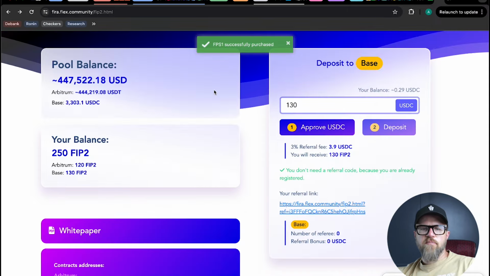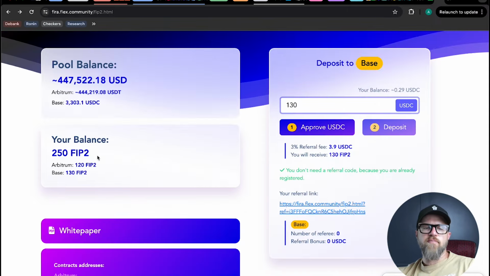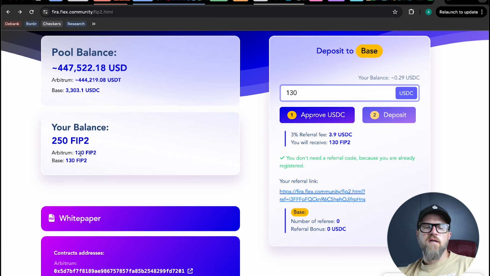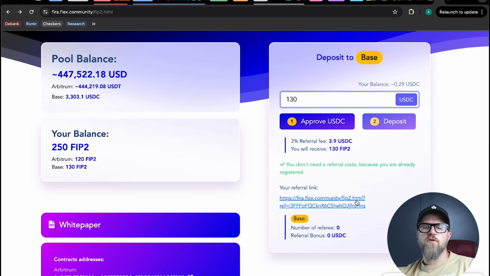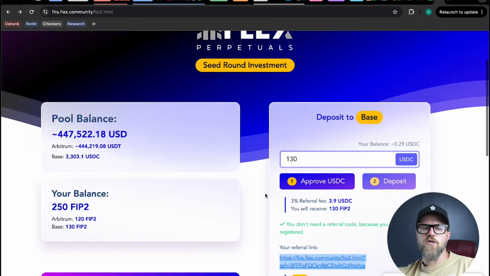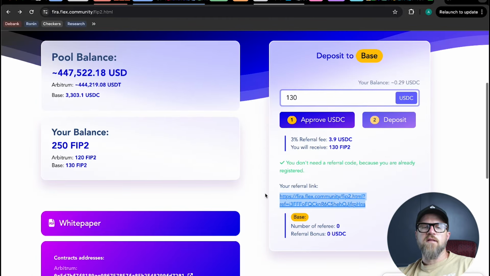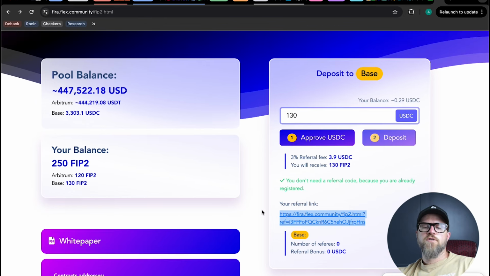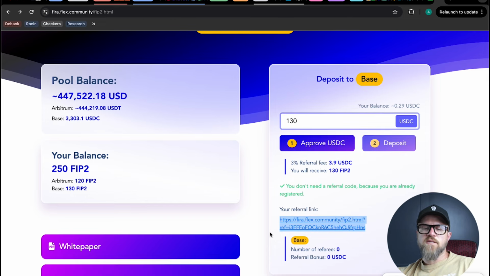All right, now that I've made that deposit and it has been successful, it's added to my balance of FLP2. I've got $120 in Arbitrum and $130 on base, and it has generated a new referral code for me, which I will put into the description below. Again, these are specific to the blockchain you'd like to add your investment onto, so be sure you're using the right code on the right chain. Again, USDC on base, USDT on Arbitrum.